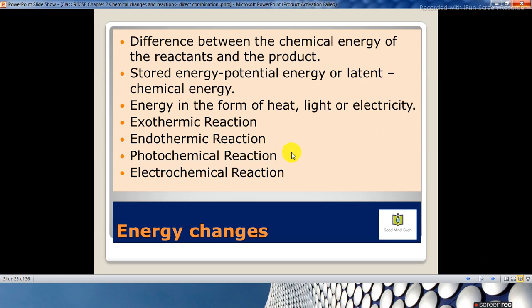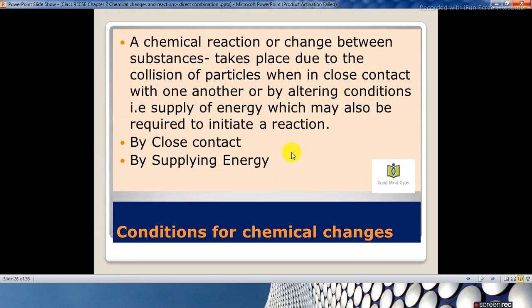So these are all the different energy changes which we are going to see. What are the conditions for the chemical changes? This is a new topic: conditions for chemical changes.